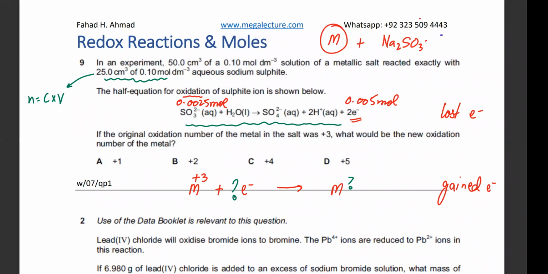So these are the electrons that are being lost by sulfide. Is this clear so far? Alicia, is this clear? Mariam, Aisha, is this clear? Yes, sir.